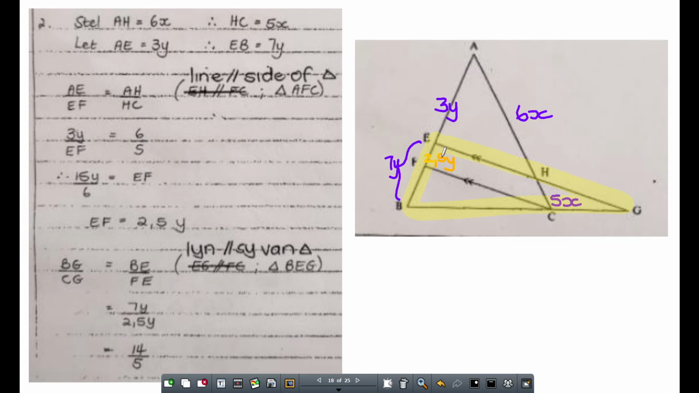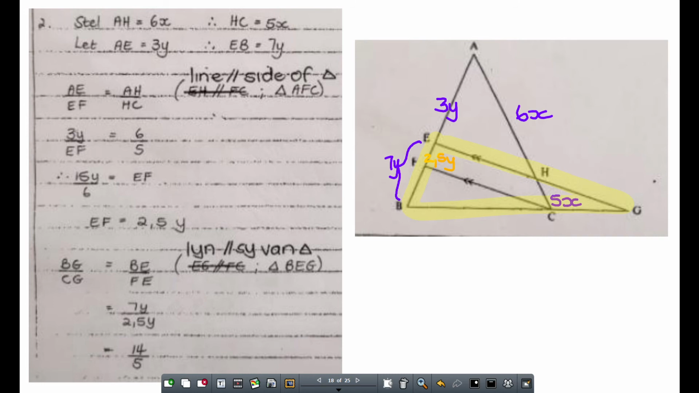Okay, so they say BG over CG is equal to BE over FE. Dan gaan stel ons in BE, we have got a 7y. And FE, we worked out, was 7.5y. And that simplified will give me 14 over 5. Jy gaan sien dat hulle praat hier van BE op FE. But it wouldn't be wrong if you took the short one over the short one. Okay? It's the same thing.